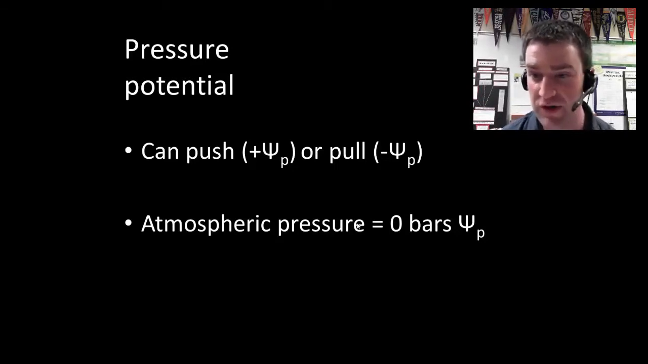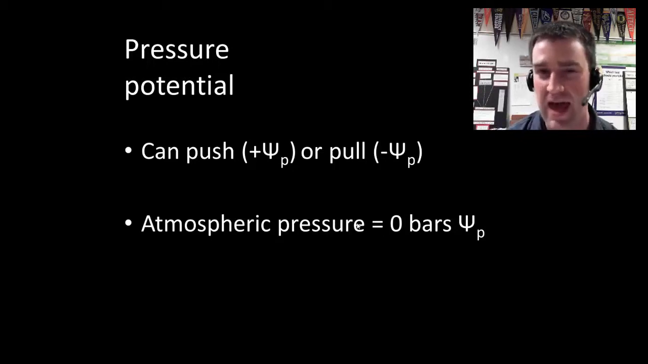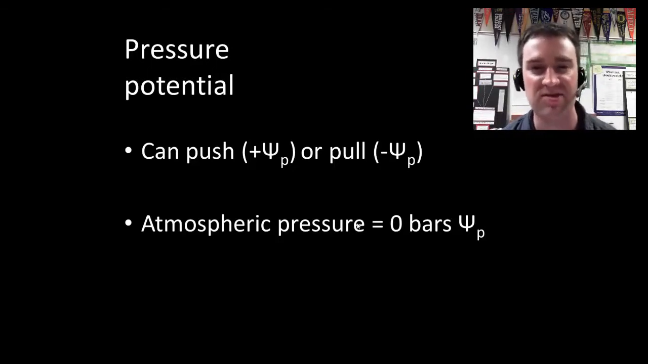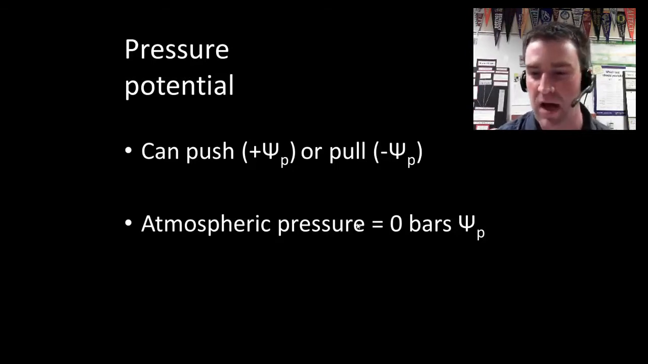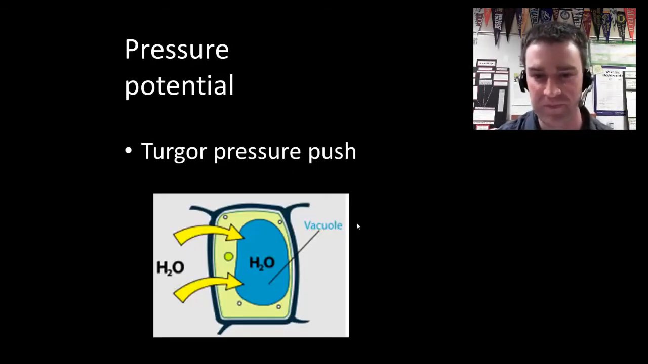Okay, so it can be a push or a pull, and then the other thing to consider is that if a system is ever just at atmospheric pressure, if I'm thinking of, say, a plant cell in a cup, and the cup is just open to the atmosphere, and I surround it with a solution of some kind, then the outside solution can just be said to be at 0 bars physical pressure. It's just at atmospheric pressure. There's no additional push or pull being exerted on the system, so we can just call that 0.